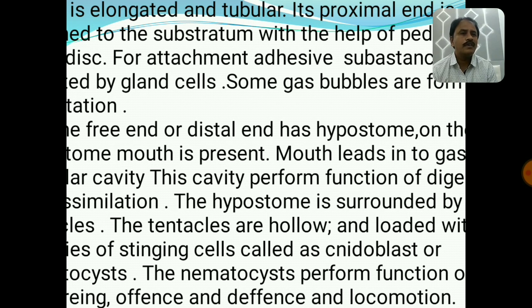The hypostome is surrounded by 8 to 10 tentacles. The tentacles are hollow structures. These are loaded with batteries of stinging cells. These stinging cells are called nidoblasts or nematocysts. The nematocysts perform the functions of food capturing, offense and defense, and locomotion.